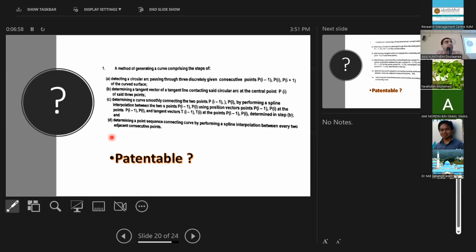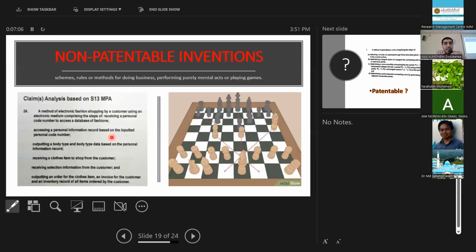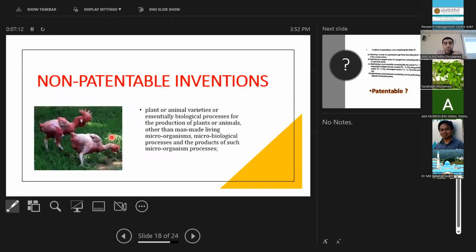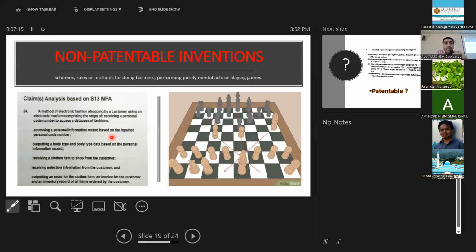Do you think this one is patentable? Cannot, because methods of doing business or schemes or mental acts, something like performing mental acts.